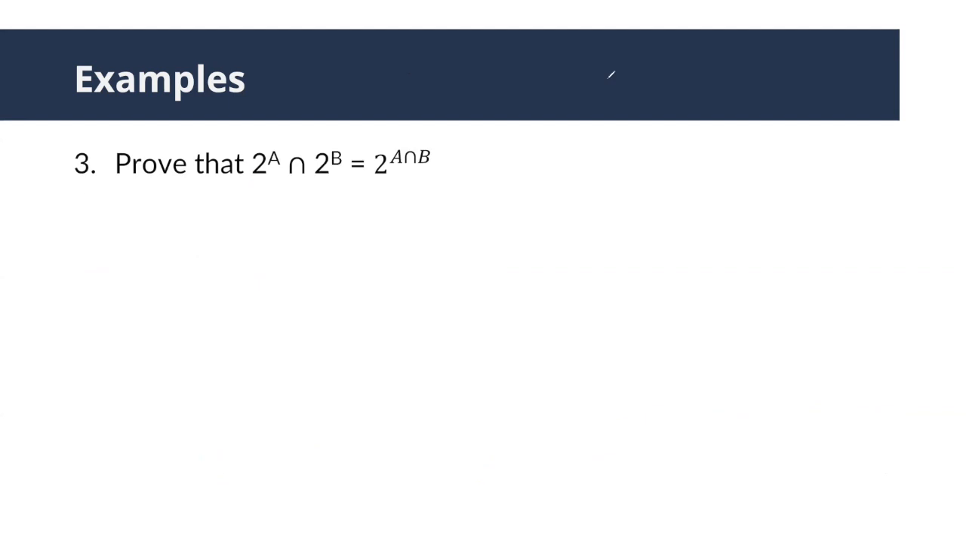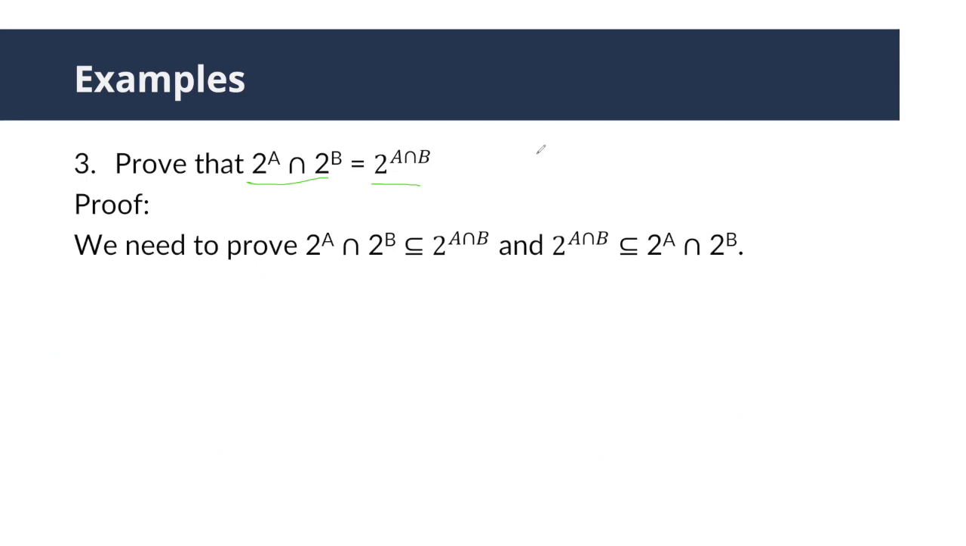Third one, we want to prove two sets to be equal. And in order to prove that, we can prove it by two steps. One, we have to show the left set is a subset of the right set, and the right set is a subset of the left set. Thus, we'll prove this equal relation by two steps.